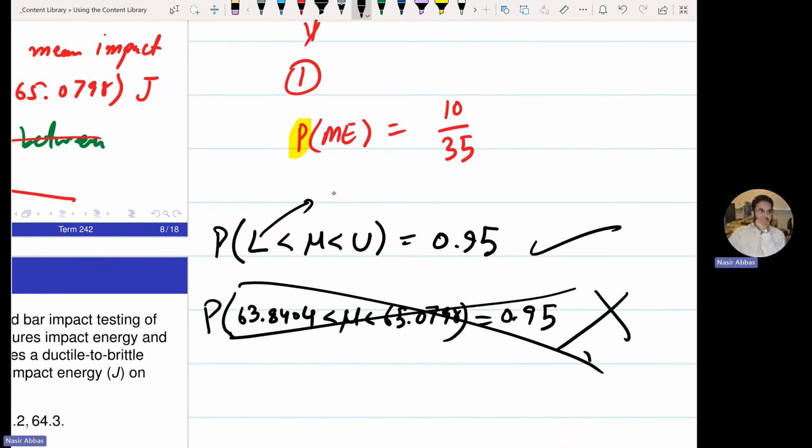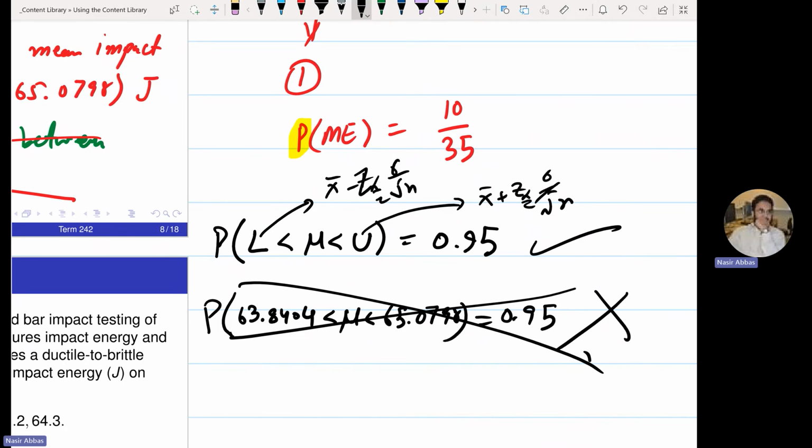Before plugging in, this L is actually X bar minus Z alpha by 2 sigma over root of N. This U is X bar plus Z alpha by 2 sigma over root of N. Before observing the sample, before fixing the value of X bar, the only thing which is variable in this expression is X bar. Everything else is fixed. So if you fix X bar also, then everything becomes fixed and there is no more concept of probability.